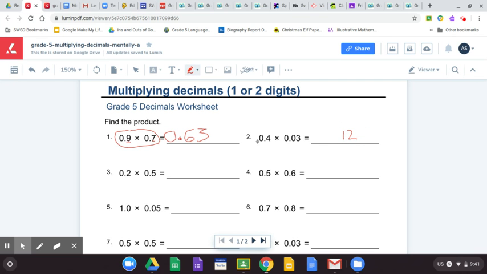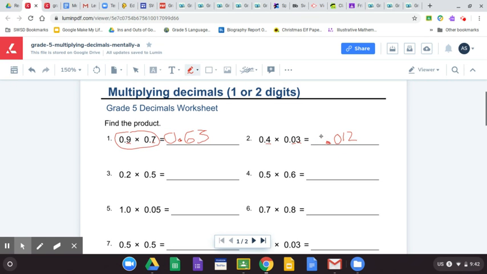And then we look at both factors. This factor has 1 number after the decimal place. This factor has 2 numbers after the decimal place. So in total, there are 3 decimals after the place value. We need our answer to have 3 numbers after the decimal place. So I actually need to add a 0 here and put my decimal point right here. So my answer is going to be 12 thousandths because now I have 3 numbers after the decimal place.